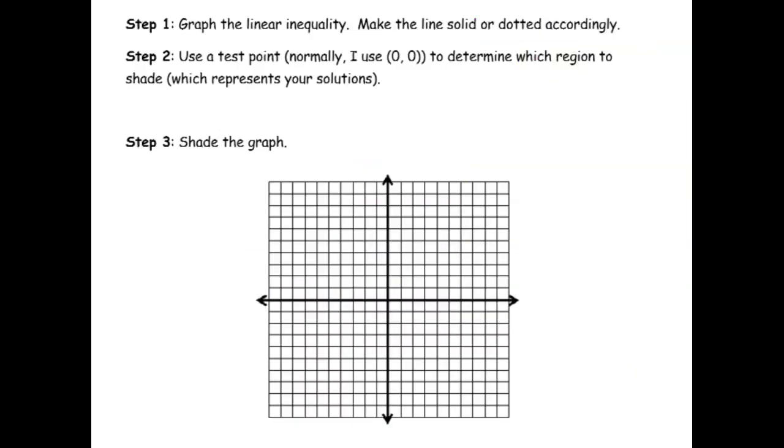So the first step, we graph the linear inequality. We make the line solid or dotted or dashed, which means the same thing. And we use a test point, 0, 0, to determine which region to shade, and then we shade the graph. With the example we're going to use, y is greater than 4x minus 3. I should have started with this one. My y-intercept is negative 3, and my slope is 4, because remember we're in the form y is greater than mx plus b, so it's still slope-intercept form.